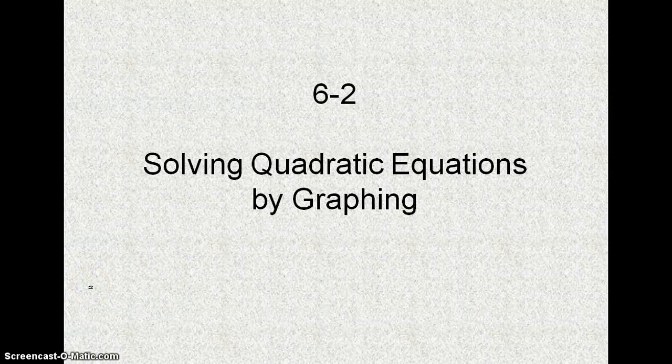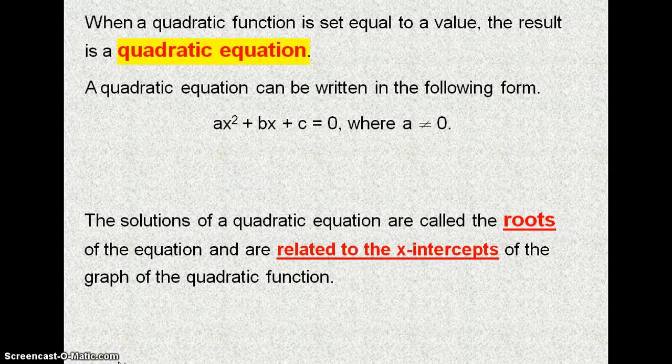All right, 6.2. 6.2 is not much different than 6.1. We're still going to be graphing quadratic equations, only now we're going to do it to solve them. When a quadratic function is set equal to a value, you get a quadratic equation. So we're going to have ax squared plus bx plus c equals 0. We always want it to be equal to 0.